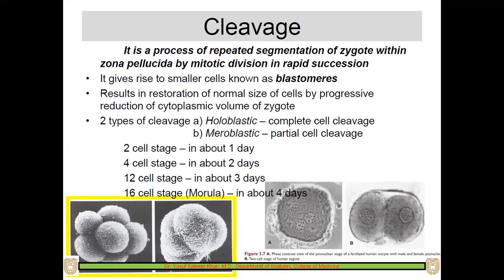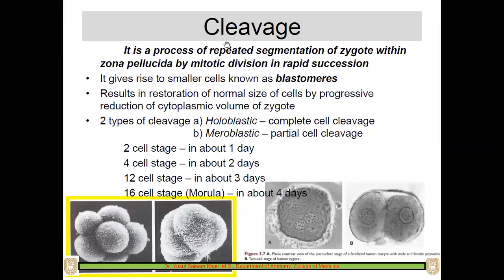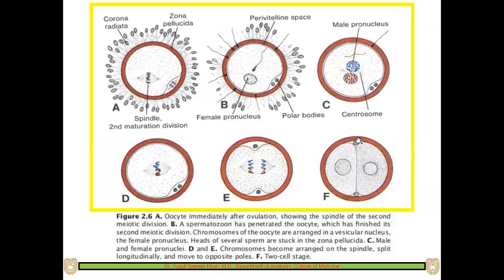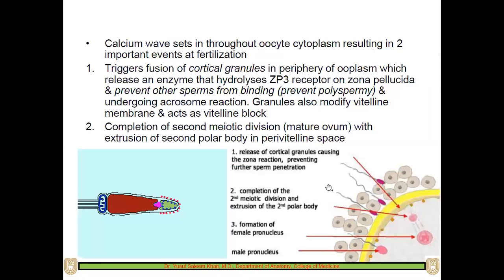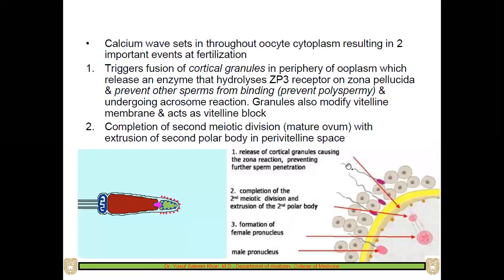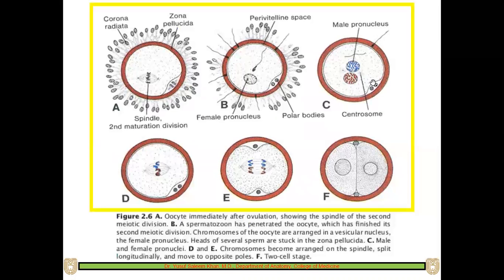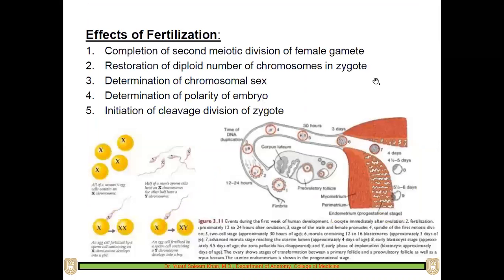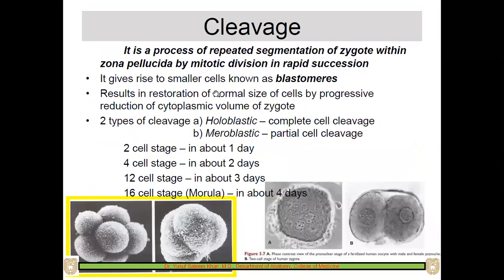Now coming to the cleavage. As I said, it is a process of repeated segmentation, not one time or two times, but repeated. Segmentation means breaking down of the zygote, that is the fertilized egg, within the zona pellucida. You remember the zona pellucida? This covering here, the pinkish or red covering. This is the zona pellucida. Here you saw the zona pellucida. It will still be present. This zona pellucida is very important. Remember, keep watching this zona pellucida.